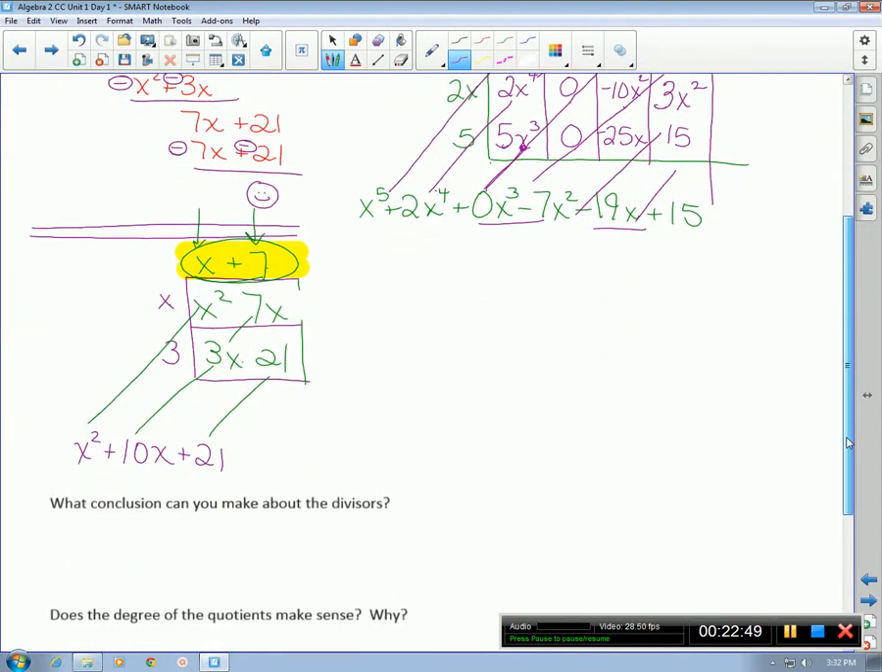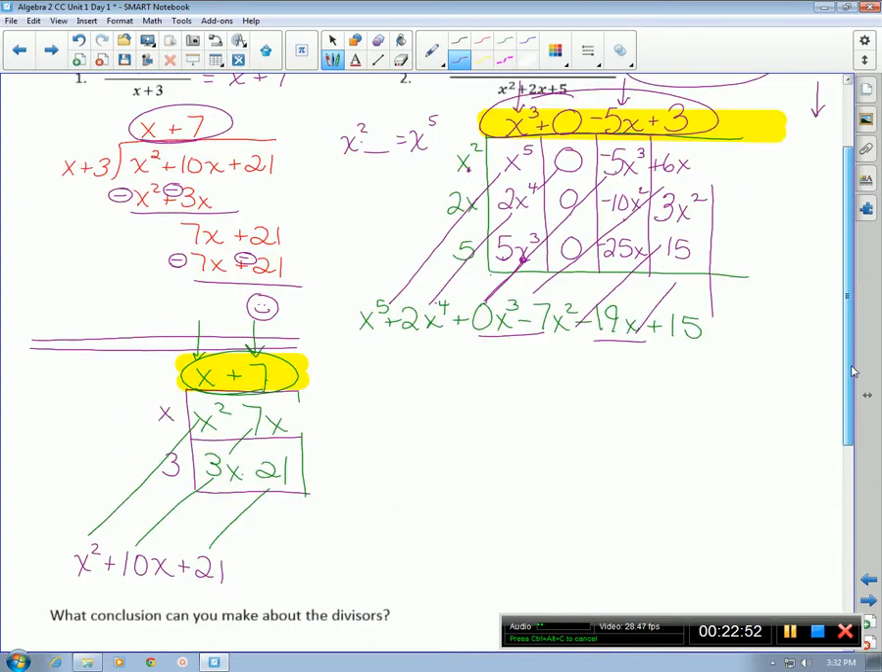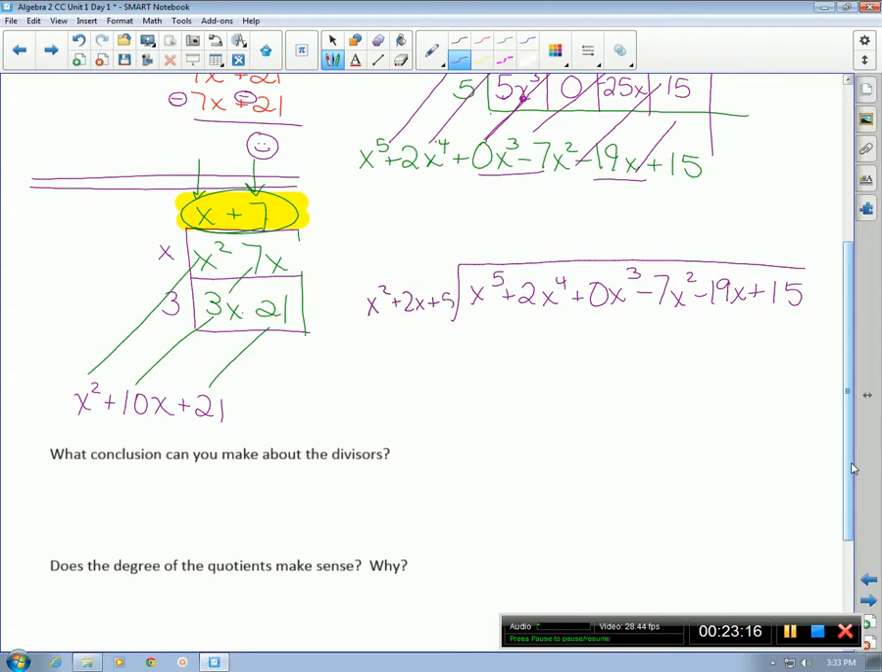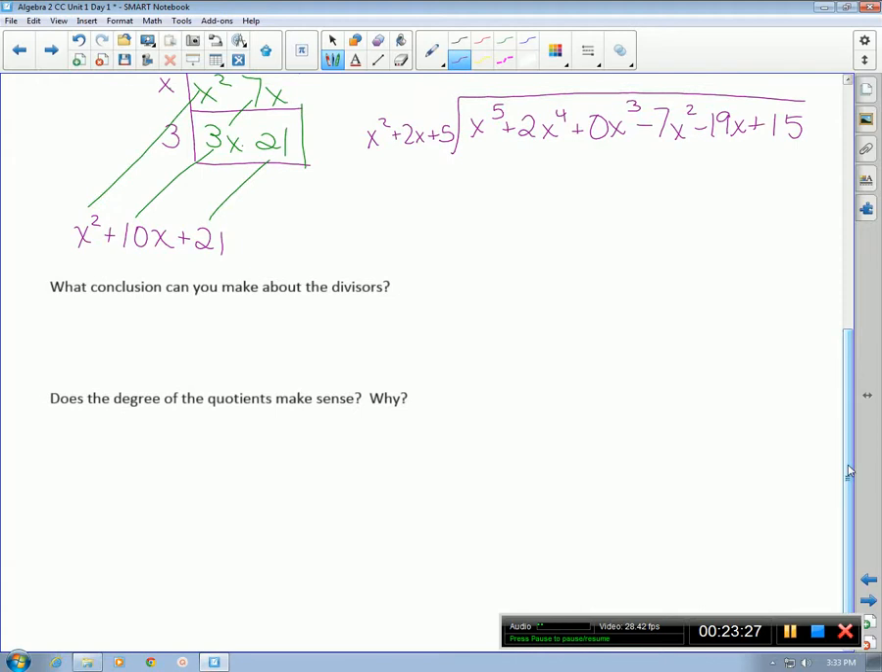Okay, let's see, we're up to 22 minutes. I'll let you finish this with long division. Don't forget that 0 term. And this time, since we're dividing by a trinomial, when you do the bring down part, you want to bring down 2 terms. So we'll leave room for that.